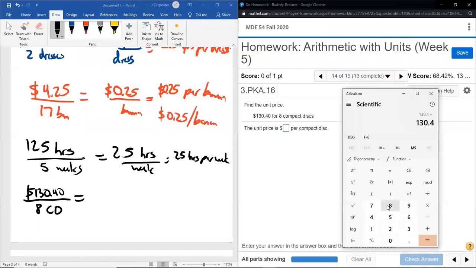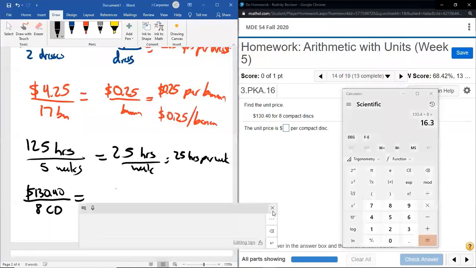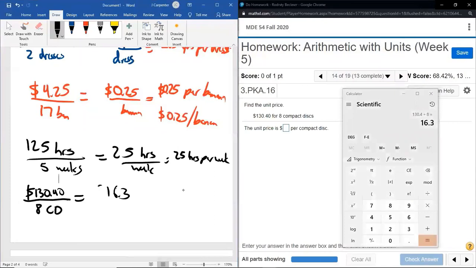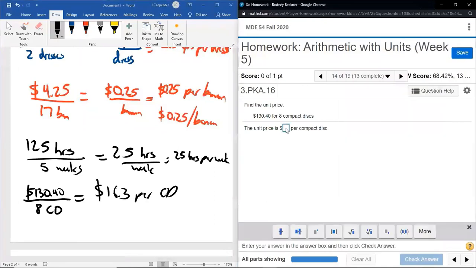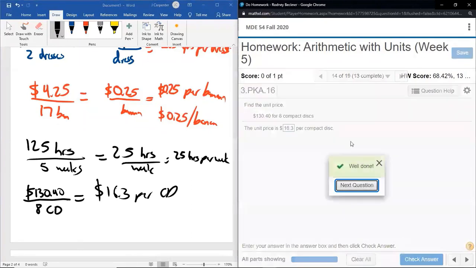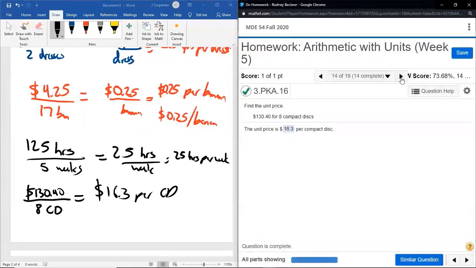130.4. Don't even have to type that extra 0. Divided by 8. 16.3. Got to stop doing that. Click, then type. 16.3. So that's dollars per CD. So $16.30 per compact disc. Now, if I just write 0.3, it'll still mark it right. But we know with money, we usually write the second decimal place.